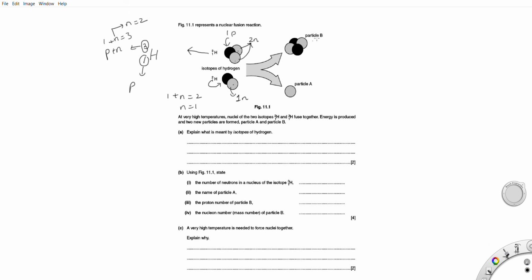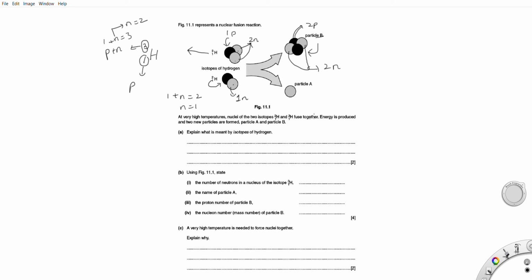So, coming towards particle B, it is formed as a nuclear fusion reaction. It contains one proton and one proton, that means two protons and two neutrons. I can label these black ones as two protons, and I can label these as two neutrons.